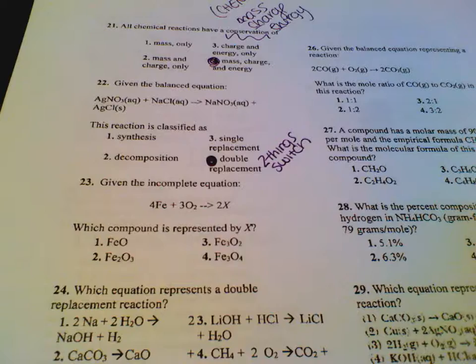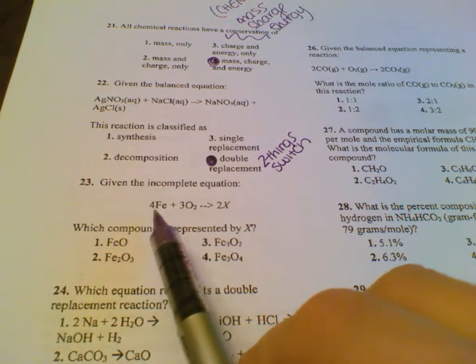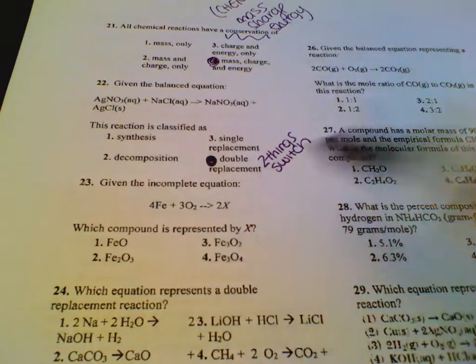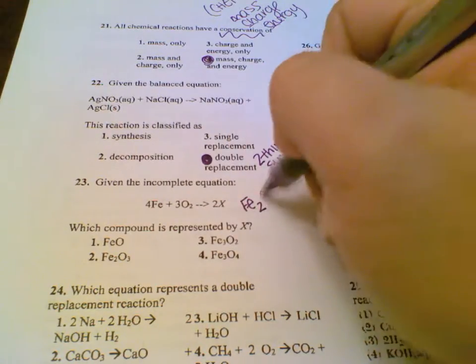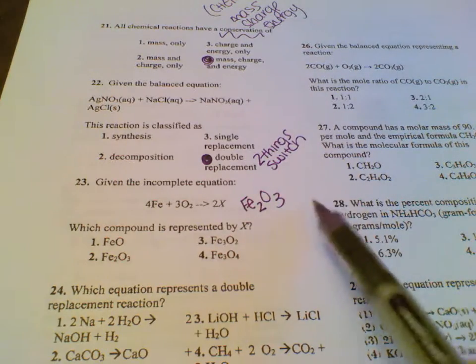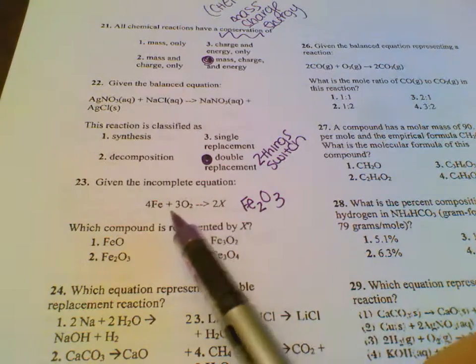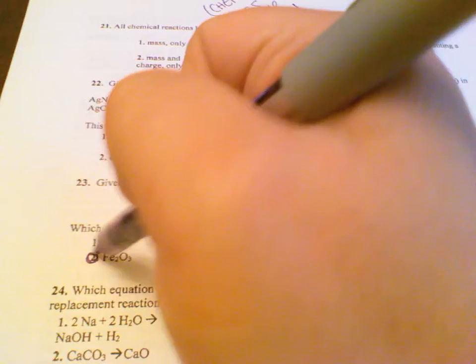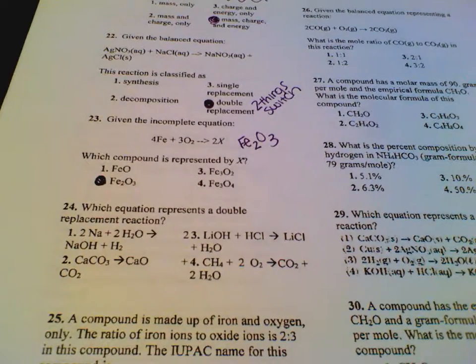23. Which compound is represented by X? So I just want to make sure that I conserve my atoms. I have 4 Fe's here and I have 6 O's, but just make sure you have it times 2. So if I have Fe2O3 and I multiply that by 2, I have 4 Fe's and I'd have my 6 O's. So like that, Fe2O3. Conserve your atoms.